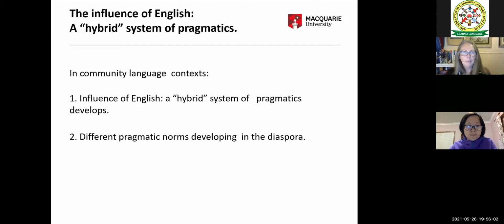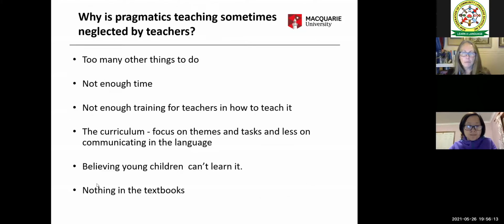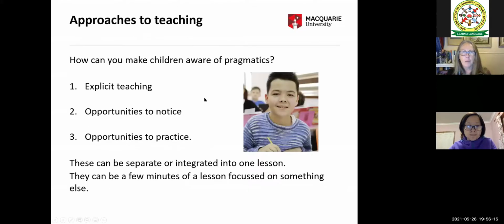So sometimes pragmatics does get neglected a little bit in classes in Australia, and there are various reasons for that. But I'm just going to skip through this because time is getting away a little bit, and just come to some more practical techniques and things that you can use for teaching. First of all, how can you make children aware of pragmatics? Well, you can do it by explicit teaching, giving them opportunities to notice things and giving them opportunities to practice.